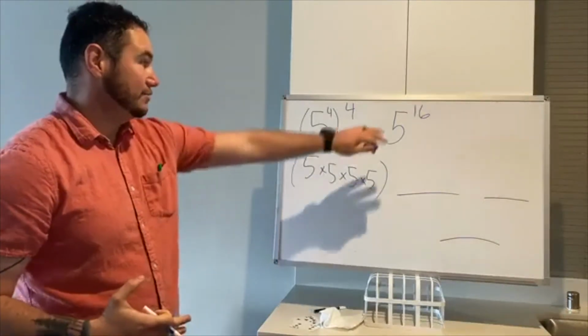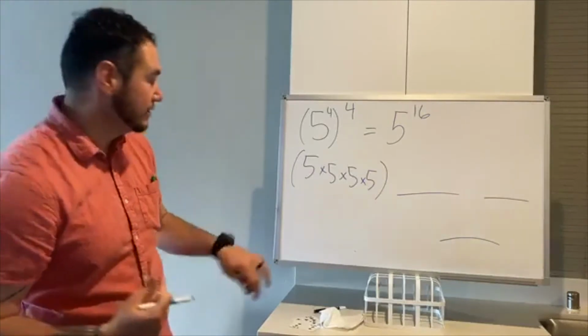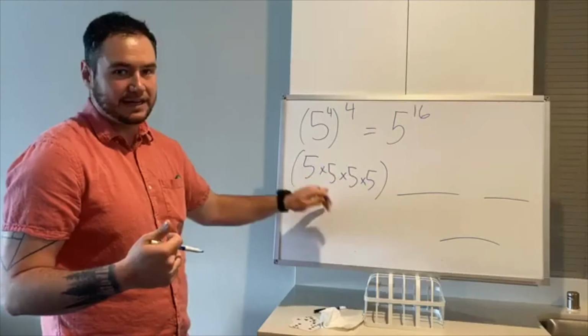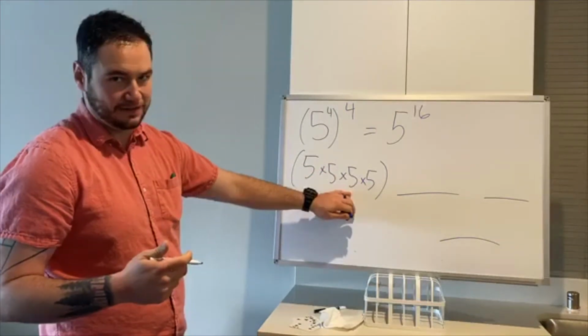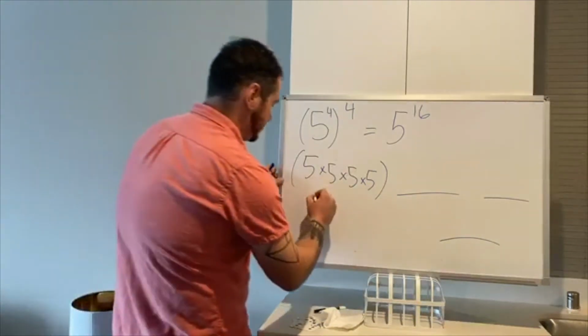Now, I'm not going to do 5 to the 16th, but I will do 5 to the 4th just to show you how fast these numbers grow. So what's 5 times 5? That's 25. What's 25 times 5? That's 125. And 125 times 5 is, I'm going to have to write that one out.